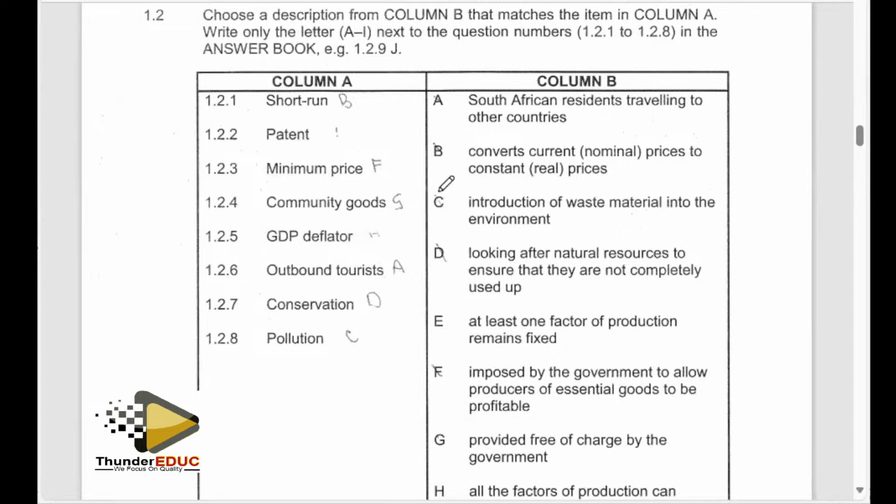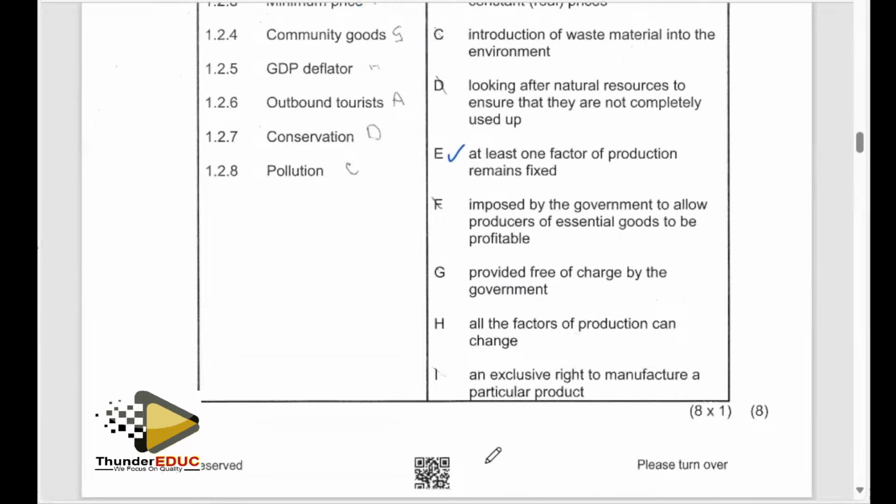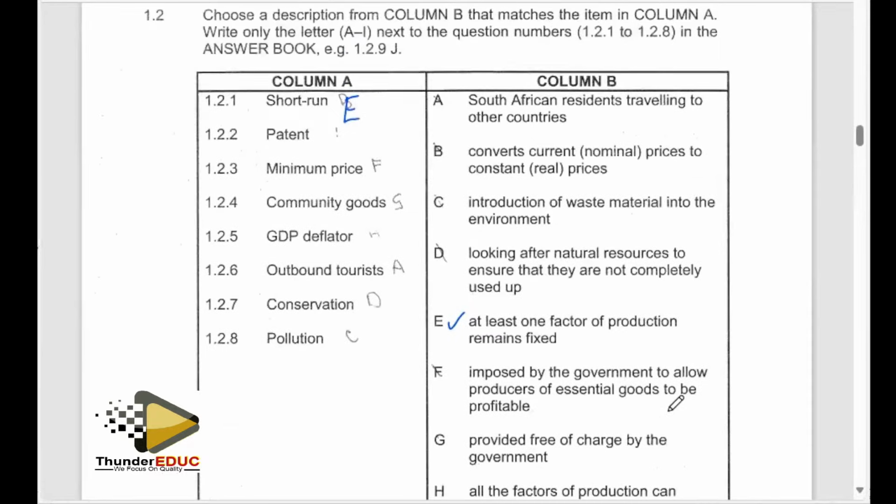So now then column A, we have 1.2.1 where it reads short run. So now normally this short run it is associated with at least one factor of production remaining fixed. So now it means in this regard our appropriate answer is going to be E. So now let's check the patent. When it comes to patent, we actually check an exclusive right to manufacture a particular product. So now in this regard, our appropriate answer is going to be I.